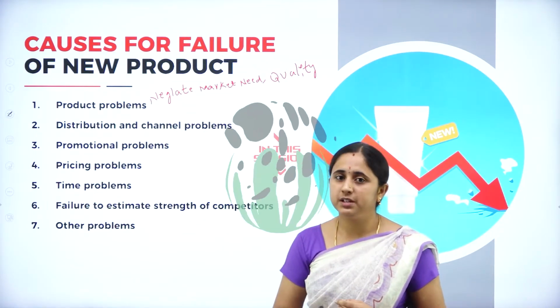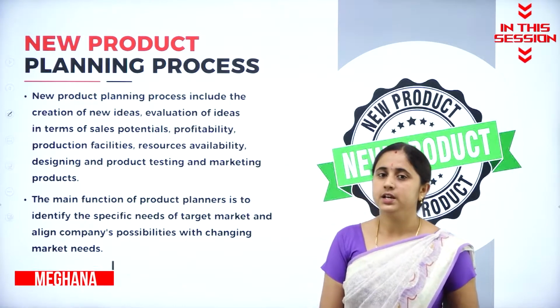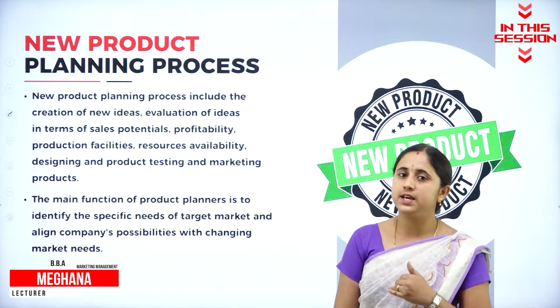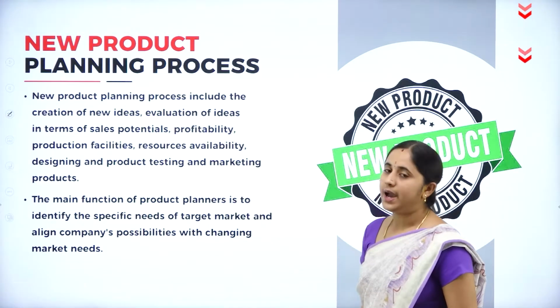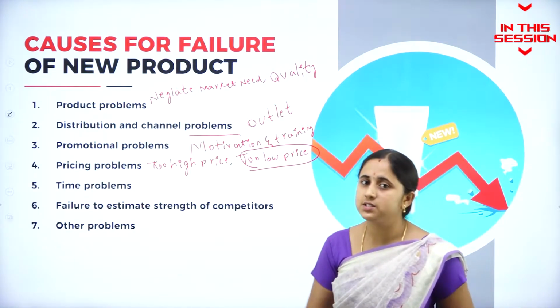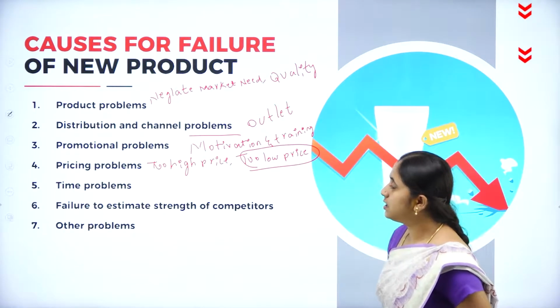Inadequate margin for the middleman is the reason for failure of product. New product development means introducing new product or creating new idea as well as evaluating all these factors. If you fail to estimate the cost of production, you will fix too high price or too low price for your product, so that it is one of the reasons for under pricing.